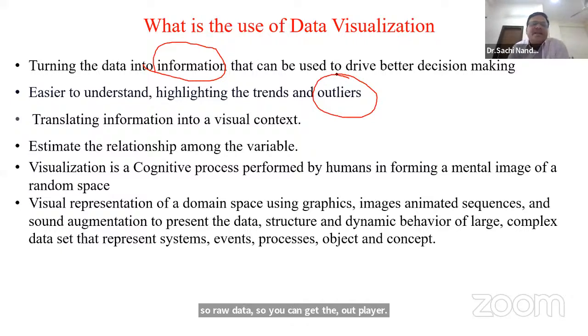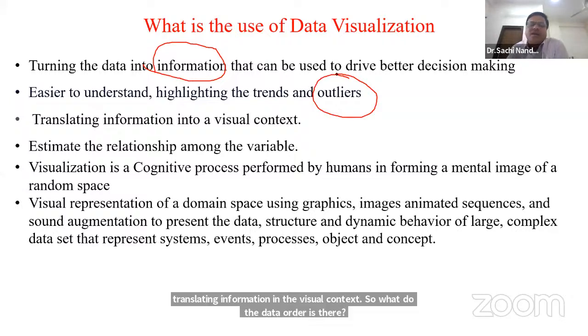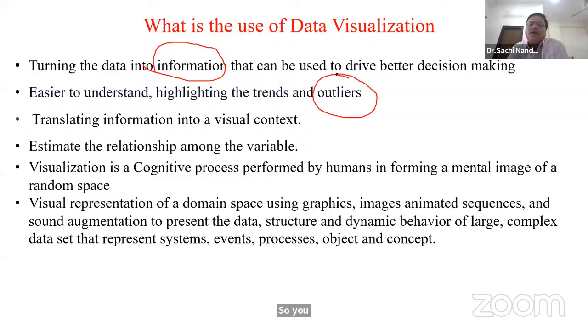Another point is translating information into a visual context. The raw data is there, and the information should be transferred in terms of visual context, meaning some visible type of data. I will come to the picture on what the different types of visual context are. Another point is the relationship among the variables.